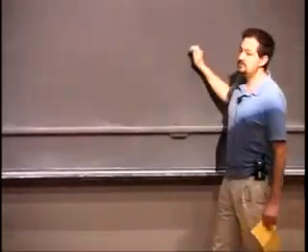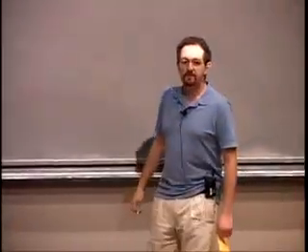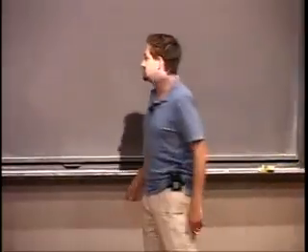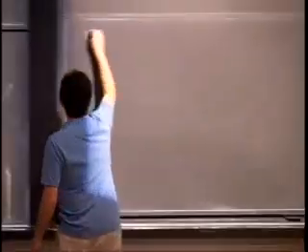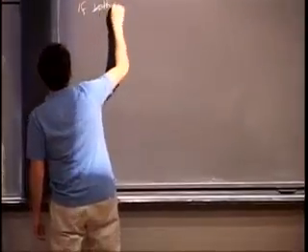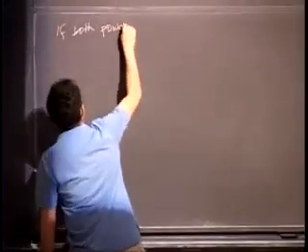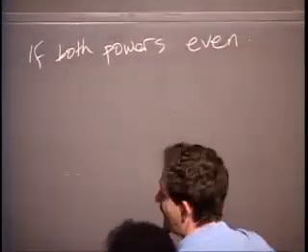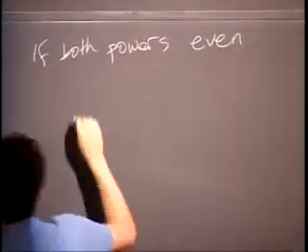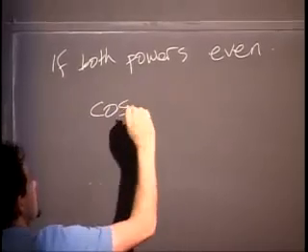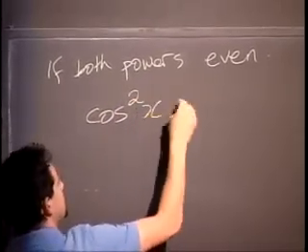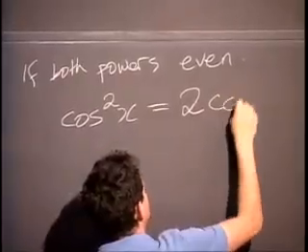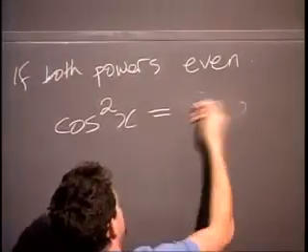All right, so moving along, what if they're both even? If they're both even, this trick just doesn't work. If both powers are even, you've got to use the double angle formula, or formulas. Here they are. You ought to know that cosine squared x is, let me write it this way.